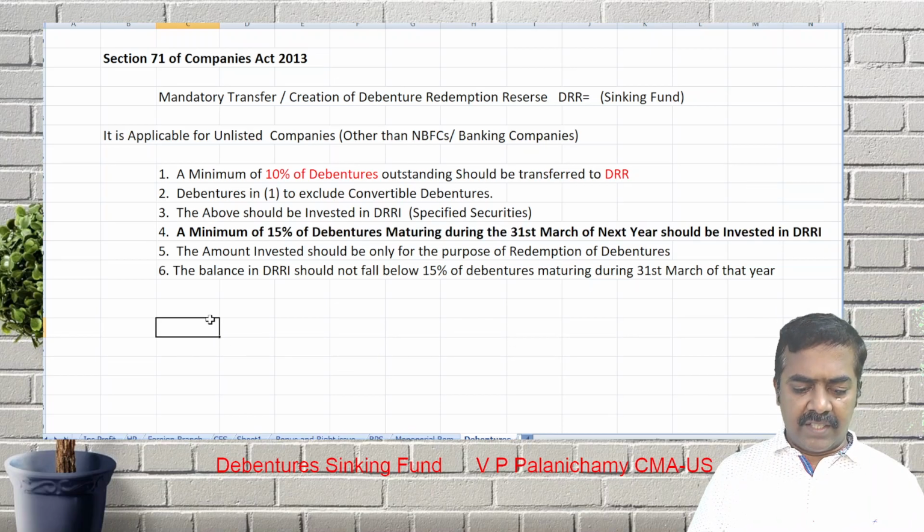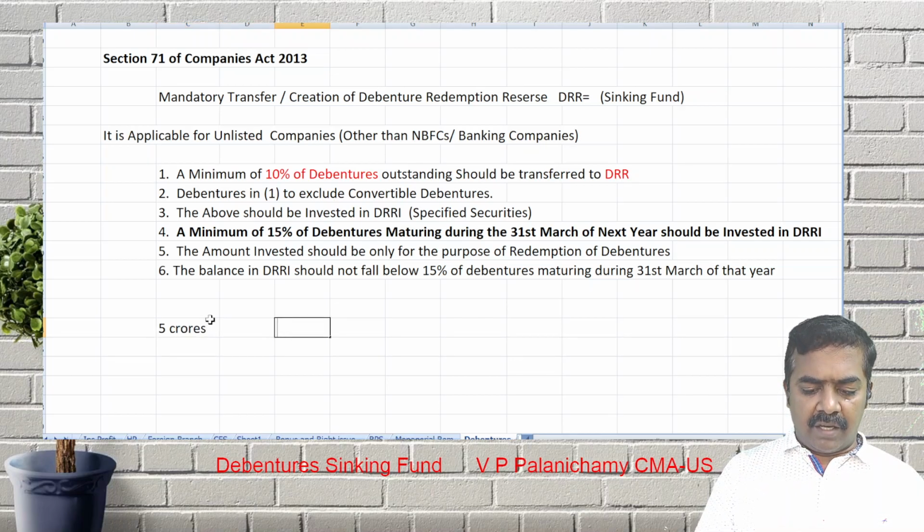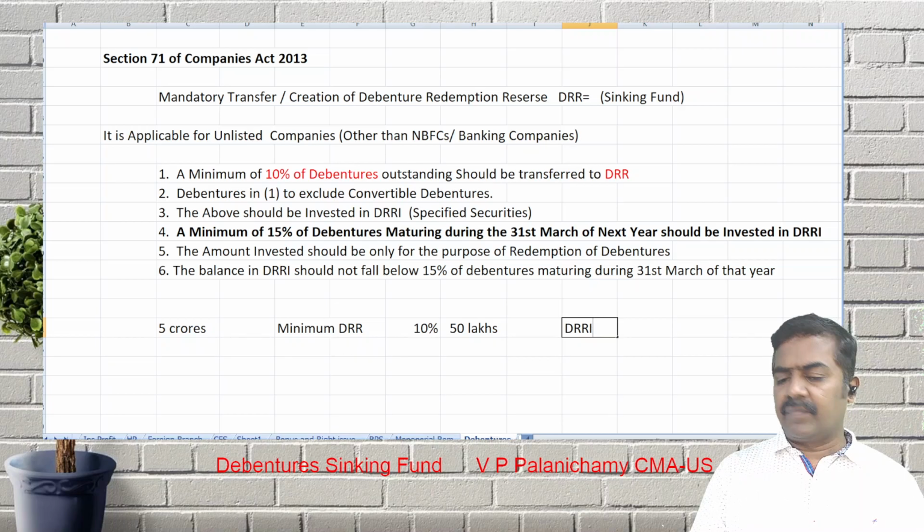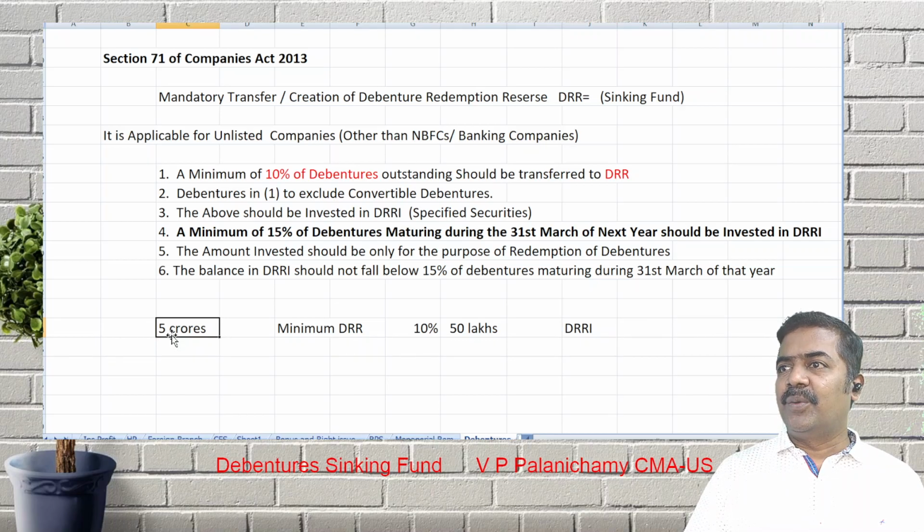What is this? For example, let us assume the company has, as per the example, 5 crores debentures. How much of minimum DRR will you create? 10% of debentures outstanding. You will create 50 lakhs. And this 50 lakhs you will invest in which one? DRRI. Okay, let us assume the debentures are issued for 1 year only. Debentures are issued for 1 year only. Then what will you do?